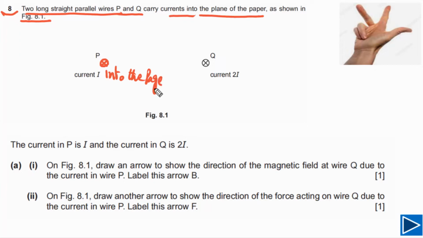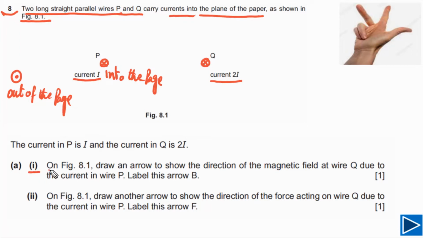This is a very basic symbol. You need to be very clear. Cross means into the page. And a dot represents out of the plane of the page. In wire Q, current is also into the page. Current in wire Q is 2I. Current in wire P is I.